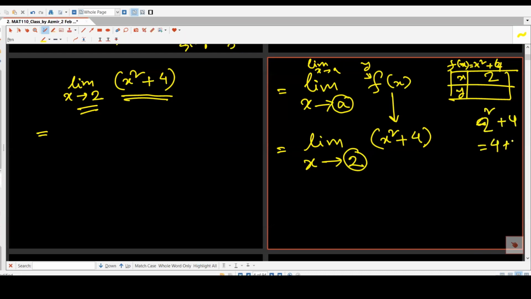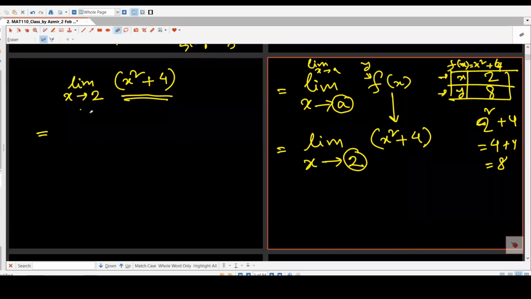So we are getting 4 plus 4, that is 8. You have learned this tabular concept in your school or college level. So we are applying the same thing here. When x is 2, the value of y, or the value of f of x at x equals 2, is 8.